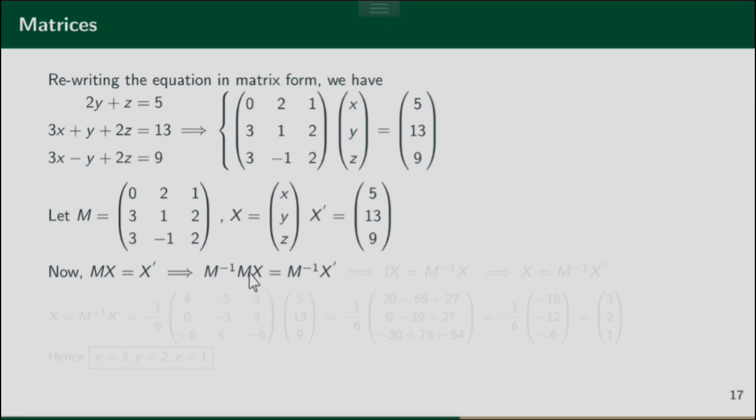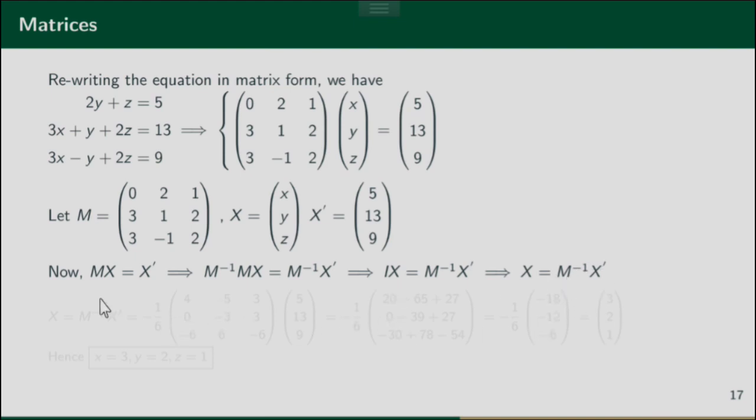Now, a matrix multiplied by its inverse gives you the identity matrix. So I have I times X is equal to M inverse times X prime. And the identity matrix multiplied by any matrix of the same order will leave the matrix unchanged. So I times X gives you X. So what we have to do is just take the inverse of M and pre-multiply the right hand side of this equation. So X will just be M inverse times the matrix X prime.